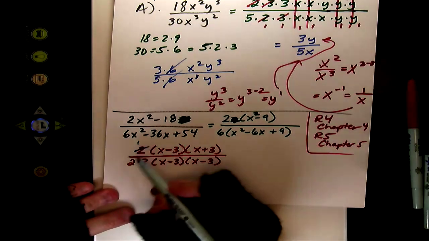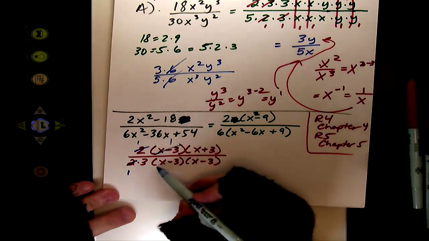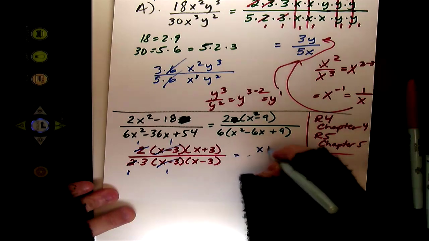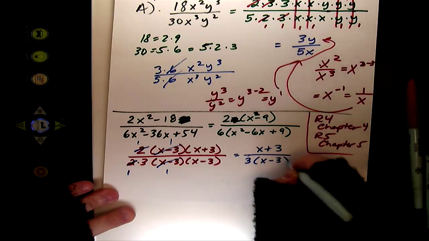The 2 can go. And one of the x minus 3's can go. And I'm left with x plus 3 on top. And 3 times x minus 3 on bottom.